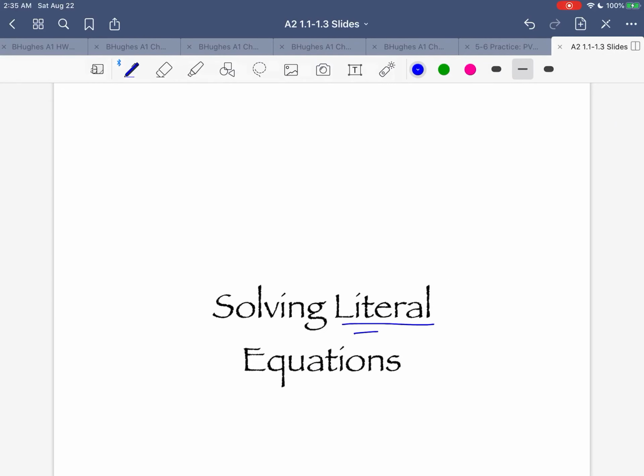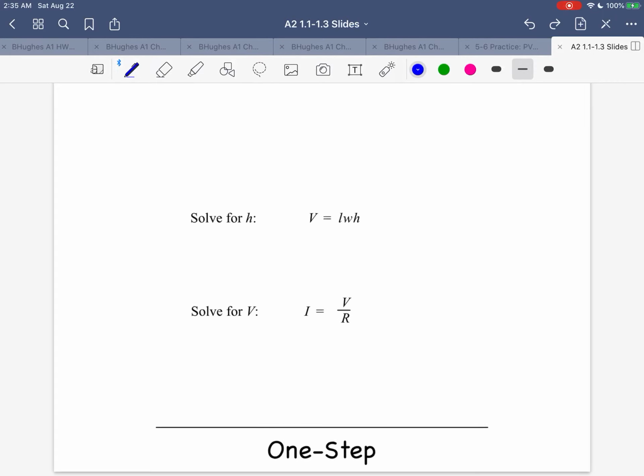So in this last video, we're going to talk about what's called literal equations. And these can be a little tricky. We did talk about them in Algebra 1, but literal equations are equations that have more than one variable, okay? So they look a little strange, but the same rules that apply to regular equations where there's only one variable apply to equations where there is more than one variable.